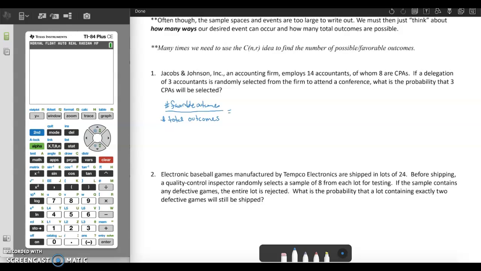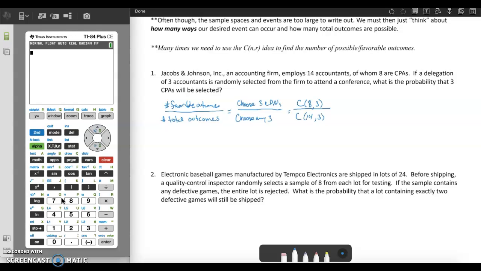Favorable for this situation would be that 3 CPAs are selected. So for our numerator, we need to choose 3 CPAs. And for our denominator, the total amount is that we just, in general, have to pick 3 people. So choose any 3. Both of these, in this case, are going to require a combination. For the numerator, there are 8 CPAs total, and we're interested in choosing 3 of those. For our denominator, there are 14 total accountants at this firm, and we're selecting 3 from that pool. So you can see that the denominator is going to be larger, out of that larger pool of people. Out of the whole 14, we need to choose 3.